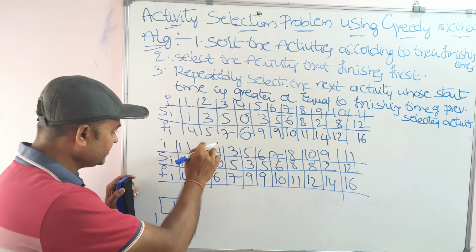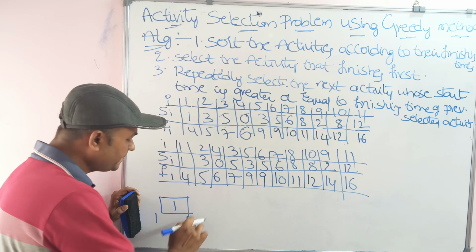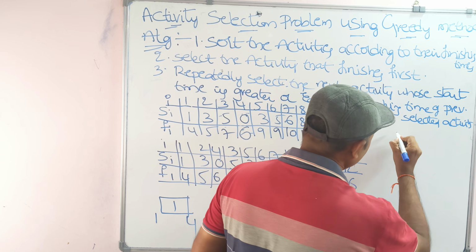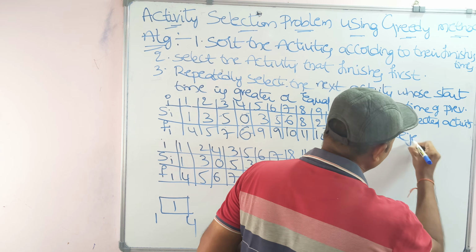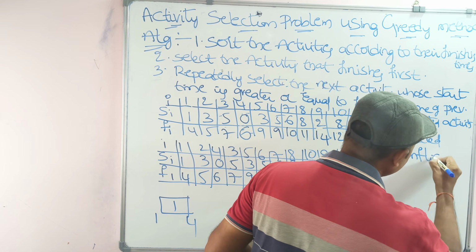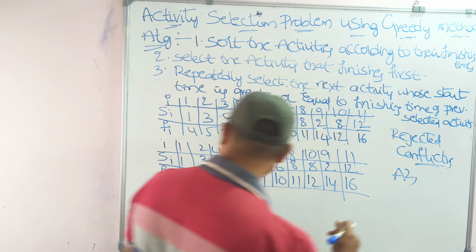Okay. Next, second activity. Second activity starting time is 3, but 3 is less than 4. So second activity will be rejected. So rejected means these are rejected activities are nothing but conflicted activities, conflicting activities. So second activity is conflicting activity.